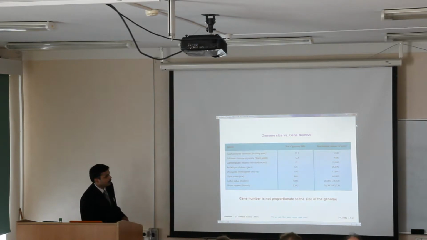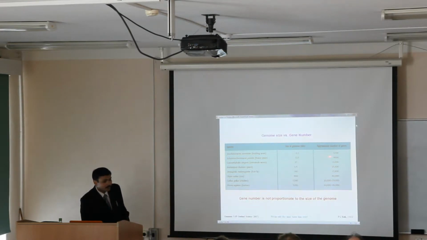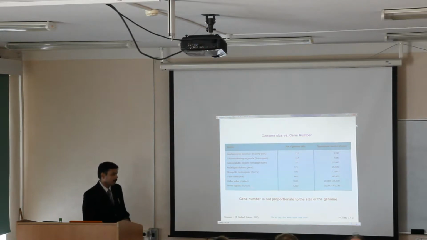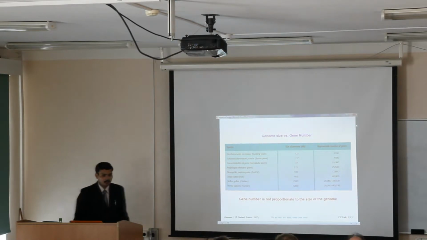Now, let us see how genome size and gene numbers are correlated. Saccharomyces cerevisiae is a budding yeast. It contains 6,100 genes, and the human contains 30,000 to 40,000 genes. It means that gene number is not proportionate to the size of the genome. We are only 5 times better than yeast. It is not believable.